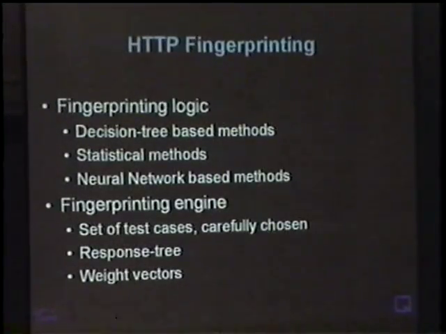So the fingerprinting engine, if you're based on a decision tree based method, you have a set of test cases which are carefully chosen in a response tree. Or if you have a statistical engine, you have weight vectors. Neural machine, you have weight vectors which just keep on getting refined the more you train it.